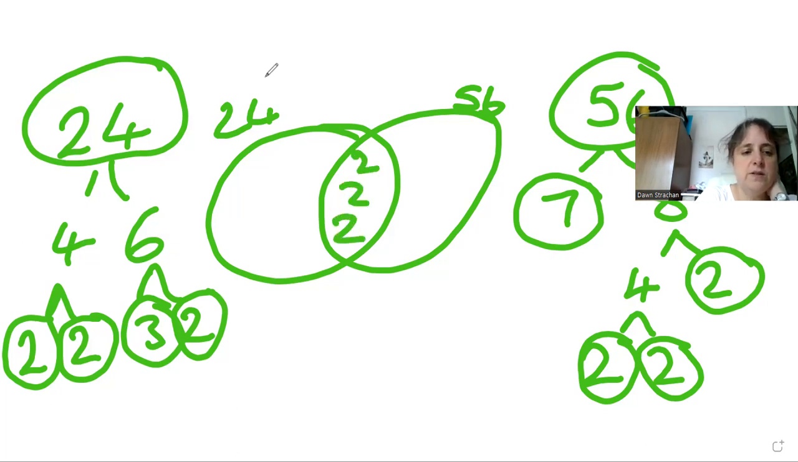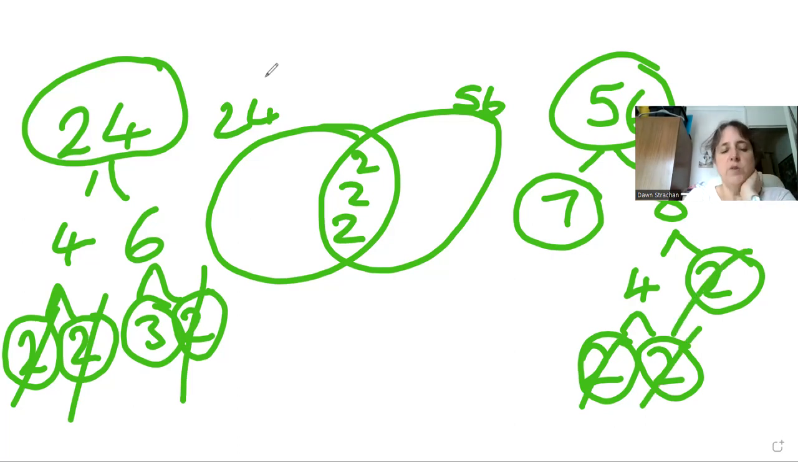So we've used those, we've used those. With the 24, we've still got a 3 left, so we'll put that here. And with the 56, we've got a 7 left, so we'll pop that there.